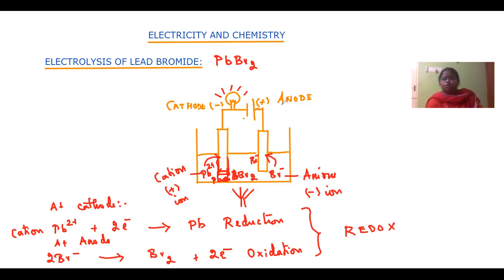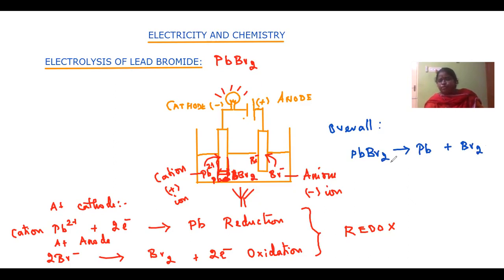So what is the overall reaction, children, over here? The overall reaction is that lead bromide, PbBr2, dissociates into... lysis. That is what the word electrolysis means. By passing electricity, we are splitting the PbBr2 into metal and non-metal. Lysis means splitting. So PbBr2 on electrolysis gives you Pb and Br2.